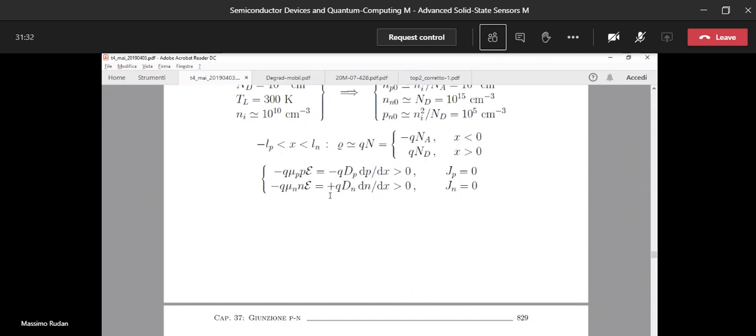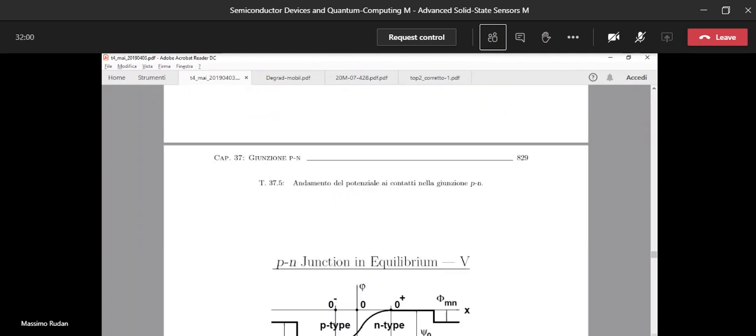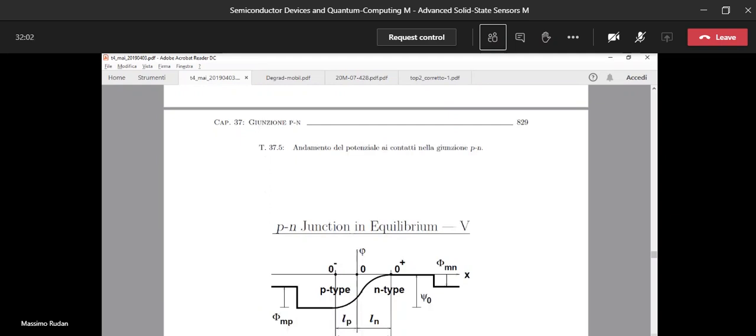Similarly, the concentration of the electrons increases, so the derivative is positive. So this term, the diffusive term, is positive. And the drift term is also positive because the field is negative. Okay, so for the same reason, also the electron current globally is zero. So at equilibrium, we have an exact balance of the diffusive and of the drift term.